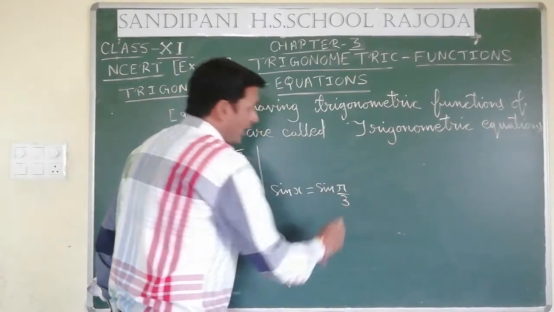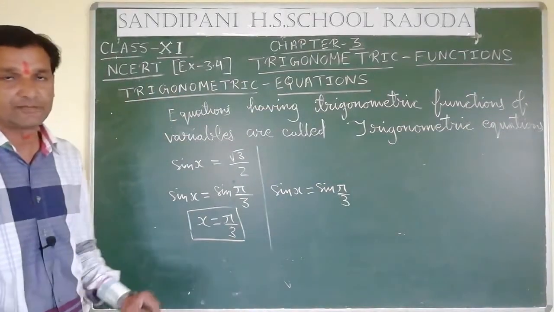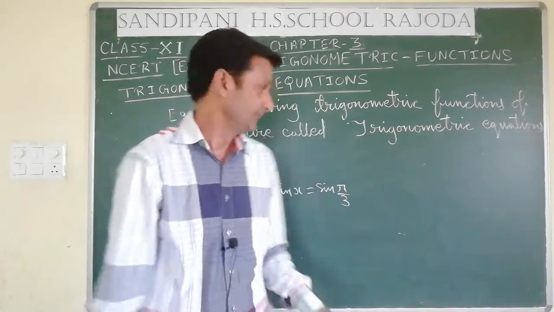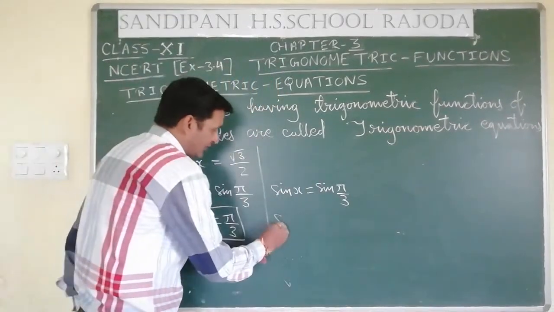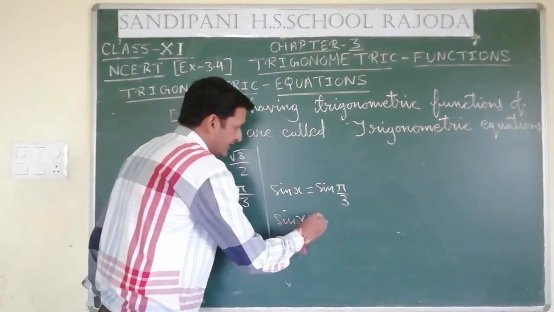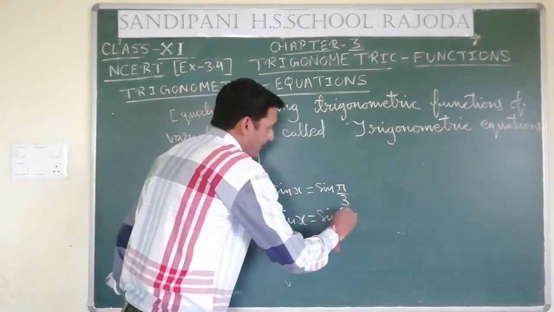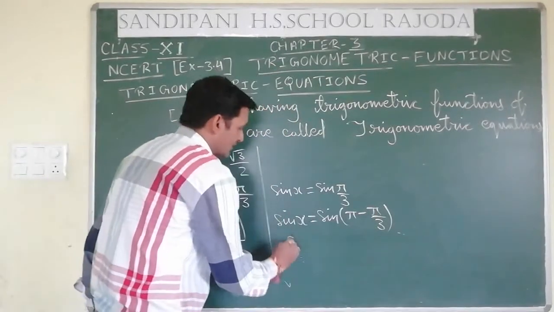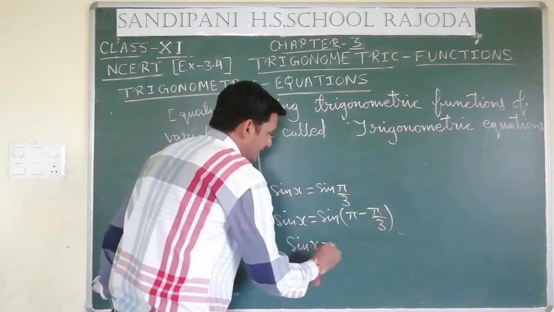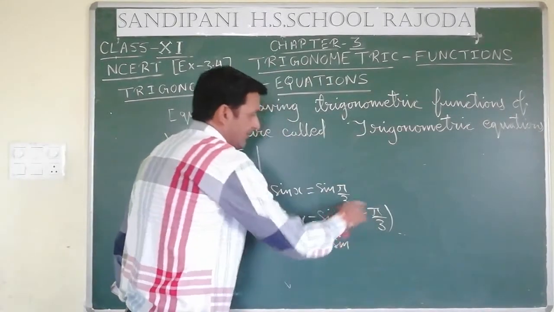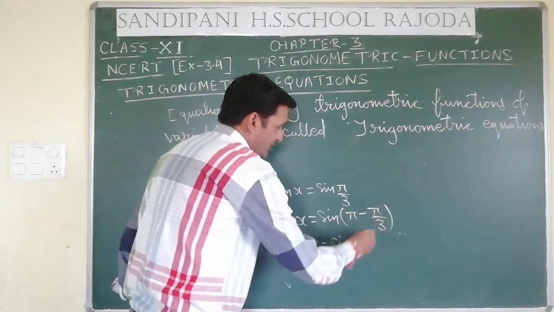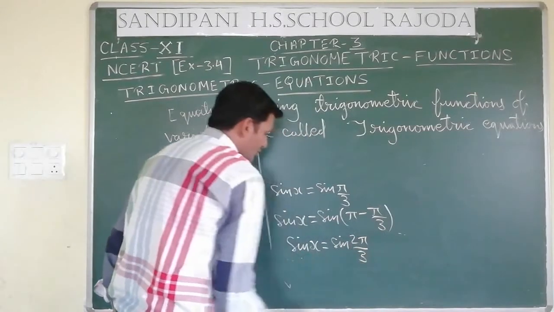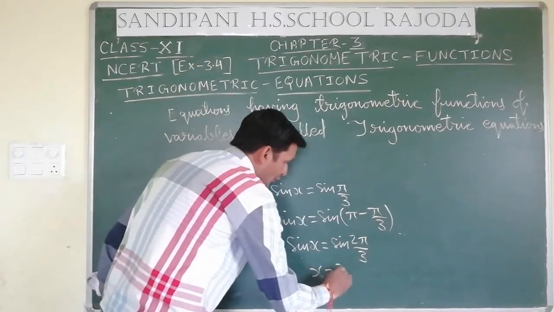So in which quadrant is sin positive? Let us talk about that. In the second quadrant sin is positive. So in the second quadrant, if sin is positive, then we have to mention sin x is equal to sin of pi minus pi by 3. That is, sin x is equal to sin of 3 pi minus pi over 3, which means 2 pi by 3. So x is equal to 2 pi by 3.